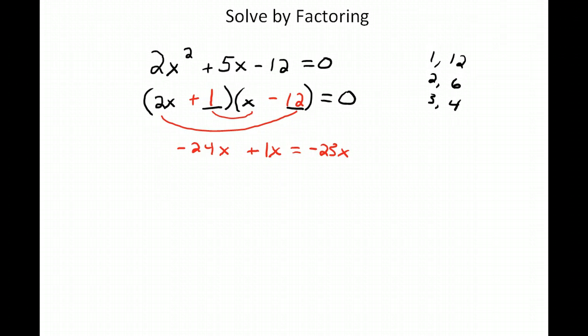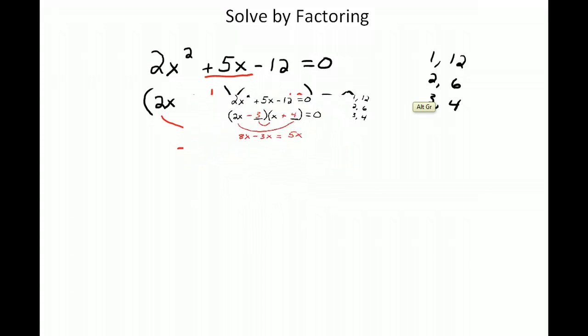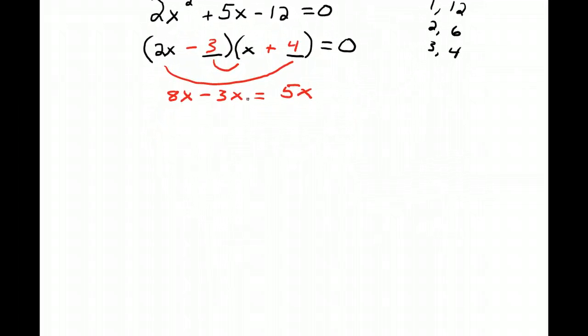When I try the plus 1 and negative 12, you can see that the O plus the I gives me negative 24x plus 1x, which is negative 23x. That's not what I want. I need a positive 5x. So we keep working the different options until I find the correct one. Okay, when I use a minus 3 and a plus 4, I get 8x for my O, negative 3x for my I, equals 5x, which is what I'm looking for, which means that's the correct combination.